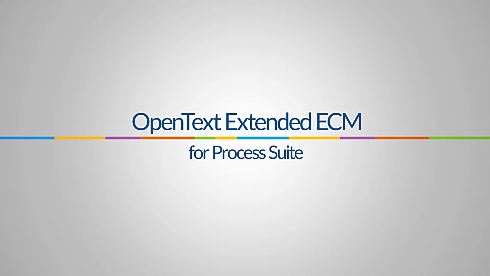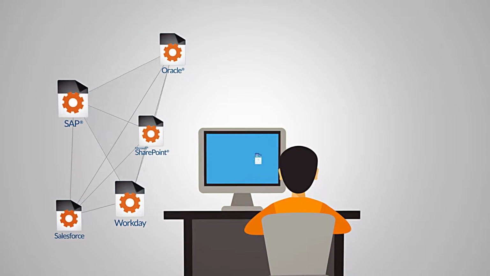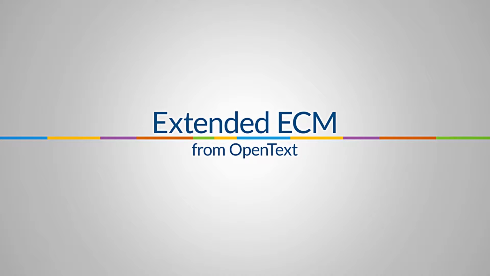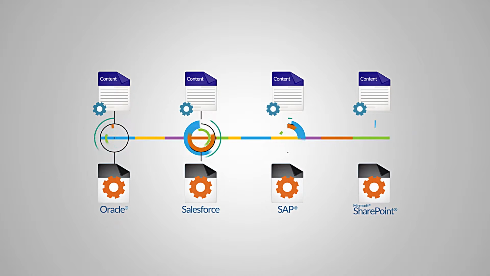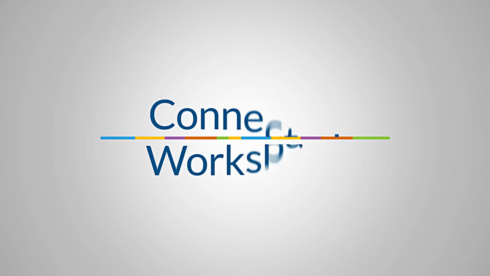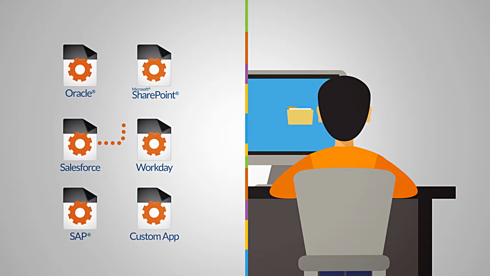Do your business processes require users to switch between lots of applications and multiple content repositories to manage their daily work? Extended ECM solves multiple content repository issues by putting content in context of business processes with connected workspaces. So, users work in the application they know, with all of the information and content they need to get their jobs done.